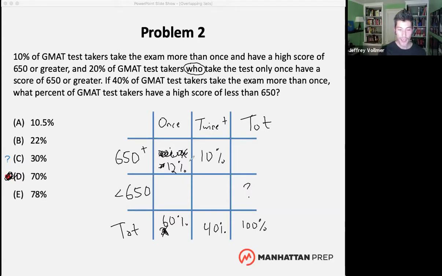And now we can add across. 12% here, 10% here gives you 22%. And that leaves the remaining 78% as scoring under 650.